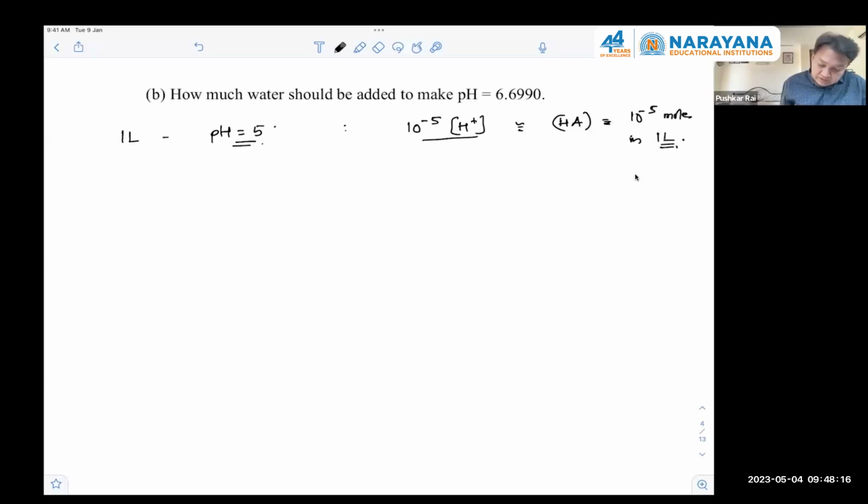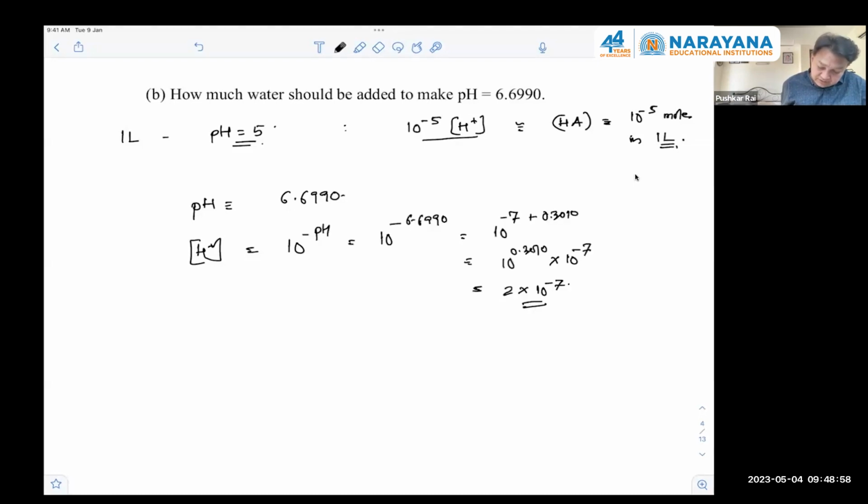So I will start from here. pH becomes 6.6990. That means the H plus concentration is 10 raised to the power minus pH, which is 10 raised to the power minus 6.6990, equal to 10 raised to the power minus 7 plus 0.3010. So that comes out to be 10 to the power 0.3010 into 10 to the power minus 7, which is 2 into 10 to the power minus 7. This is the final H plus ion concentration.